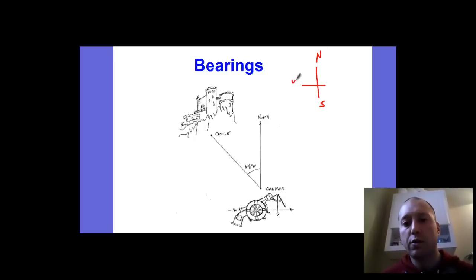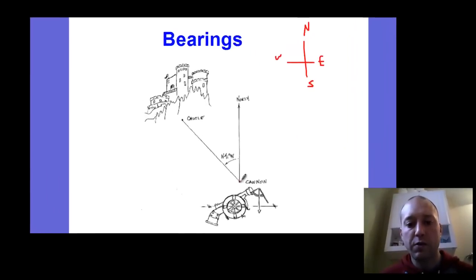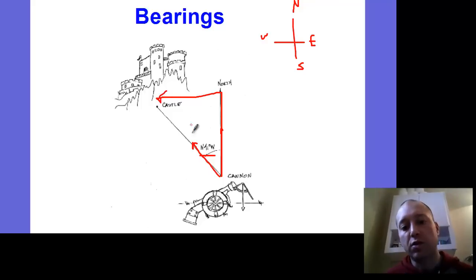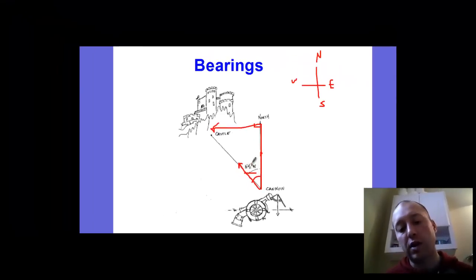Bearings is the second topic within these application problems, and it uses our north, south, west, east. So you've got to make sure we know our bearings. We're shooting the castle from the cannon. We're going north, and this is our shot direction, but the bearing is north 41 degrees west. So I'm going north, and then I'm going to go west. Those are two directions it gives us, and from that it creates a right triangle where that hypotenuse is at that 41 degrees.